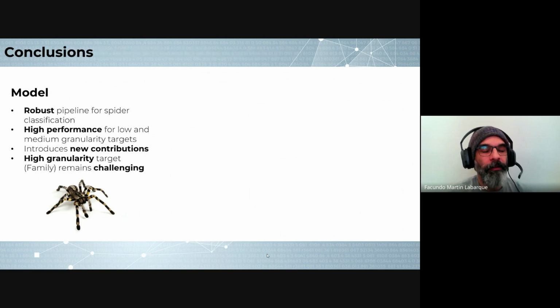So concluding my talk, we built a robust pipeline for spider classification. We obtained high performance for low and medium granularity targets. We introduced a lot of new contributions compared with our previous work. Well, of course, the high granularity targets remain challenging, as expected.